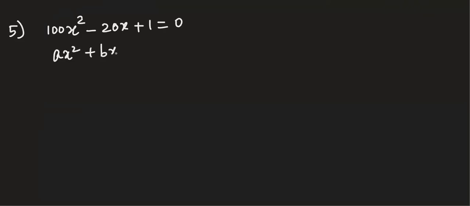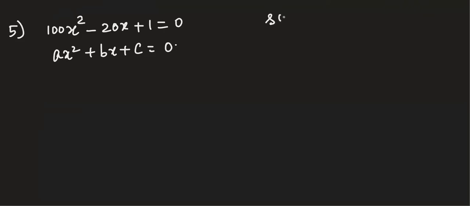Question number 5. I don't think we are having fractions, no fractions. So question number 5, we have 100x square minus 20x plus 1 is equal to 0. Okay. Now this is ax square plus bx plus c is equal to 0. Now I should go to split the middle term.